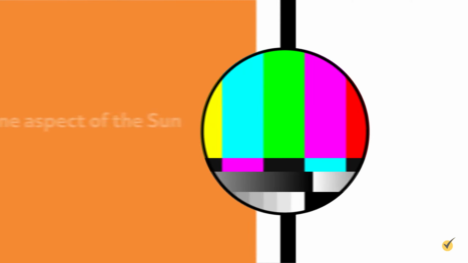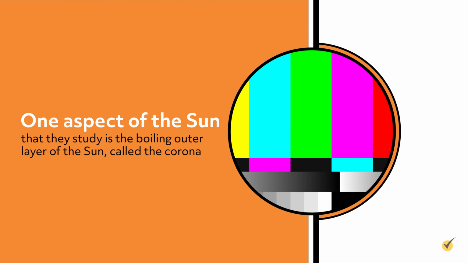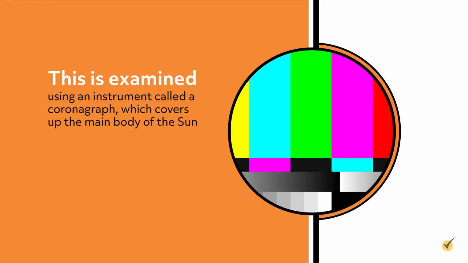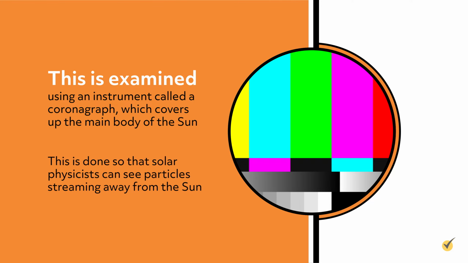One aspect of the sun that they study is the boiling outer layer of the sun, called the corona. This is examined using an instrument called a coronagraph, which covers up the main body of the sun. This is done so that solar physicists can see particles streaming away from the sun.